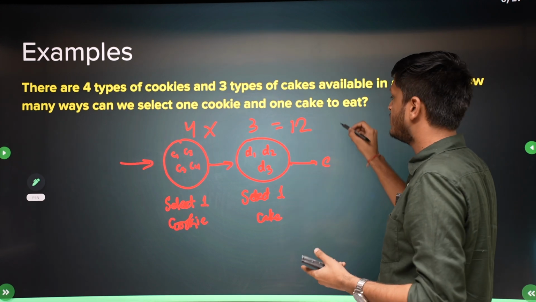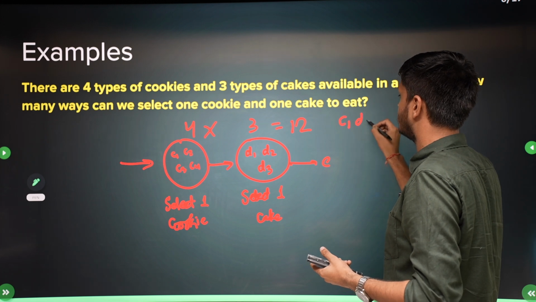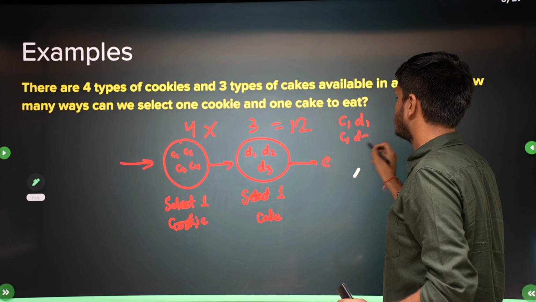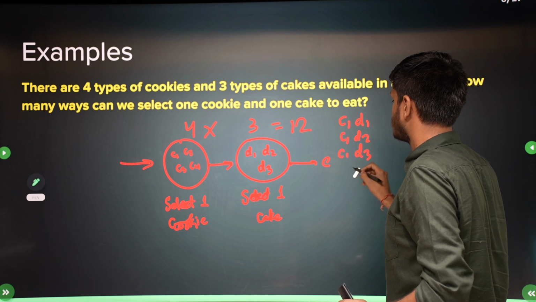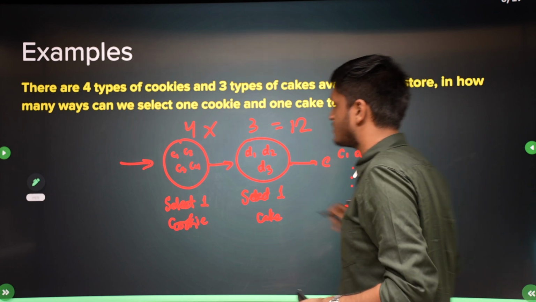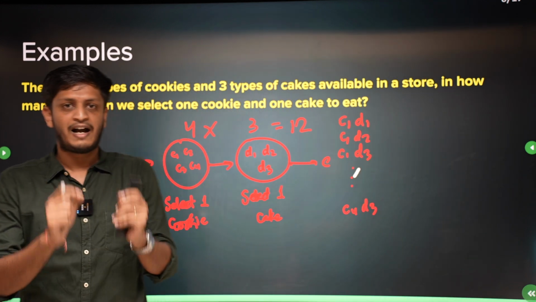What are those 12 ways? I can select C1 and D1, first cookie and first cake. Or I can select C1 and D2, C1 and D3, and so on. Last one will be C4 and D3. So there are 12 ways. Okay, whenever you have AND, rule of product.